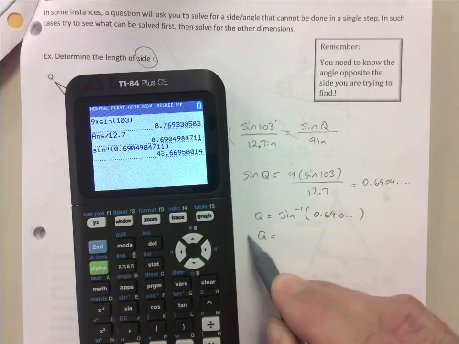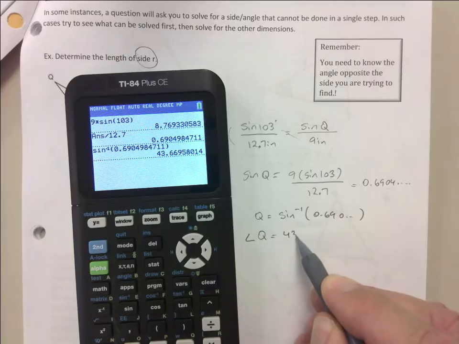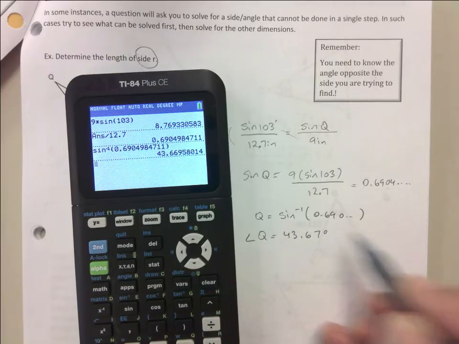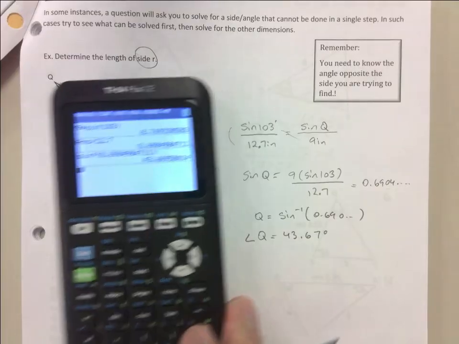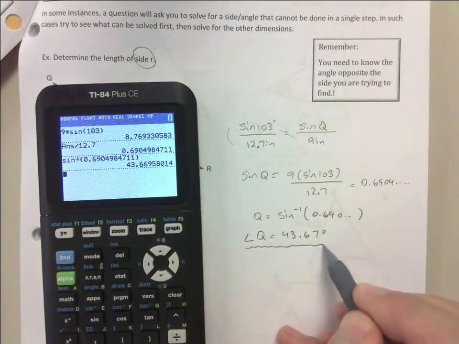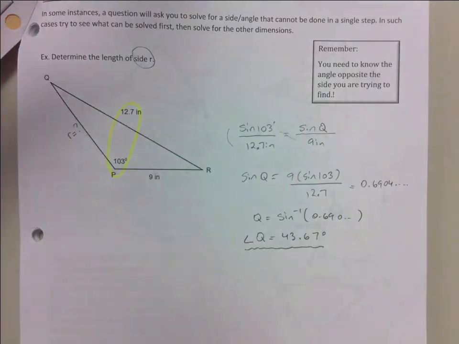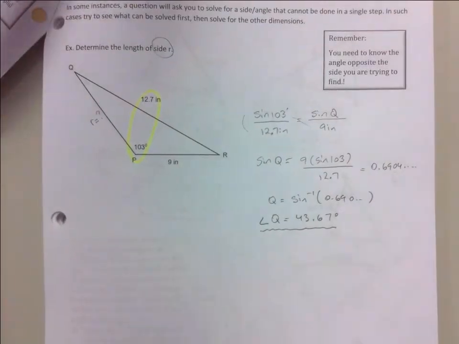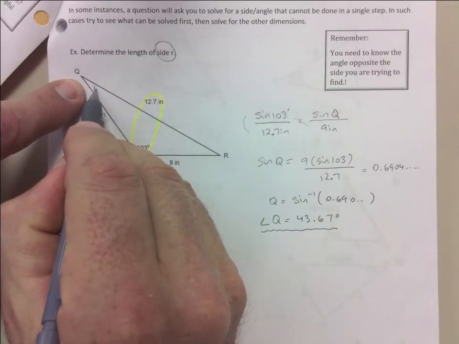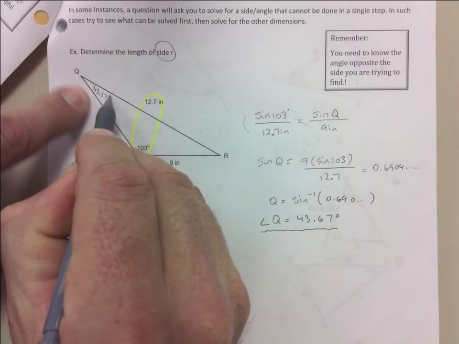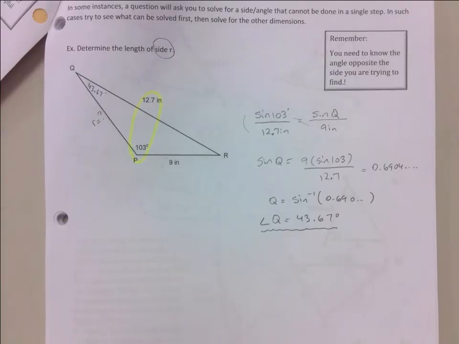So angle Q is 43.67. Oh, I didn't even plan that. It just happened. 43.67. So you know that this angle here, if you need to do that, you go ahead and do that. Page 6.